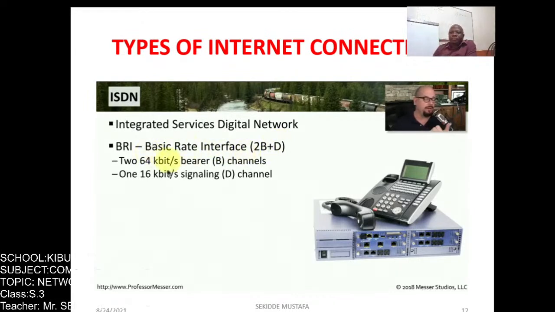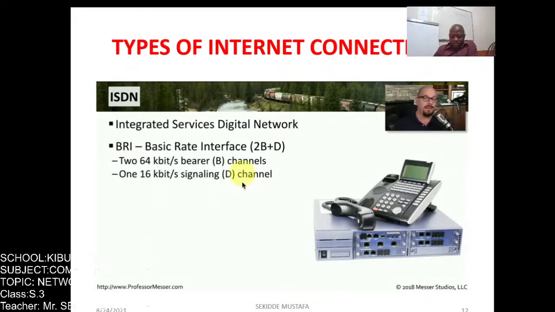These two bearer channels are 64 kilobits. So we're not talking about high-speed connectivity that you might have with cable modem or DSL, but this is certainly better than using a dial-up connection. The signaling channel, or D channel, which is a 16 kilobit per second channel when you're working with BRI, is managing all of the communication over this connection.